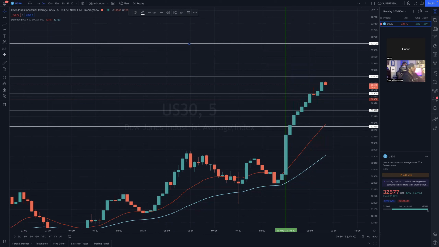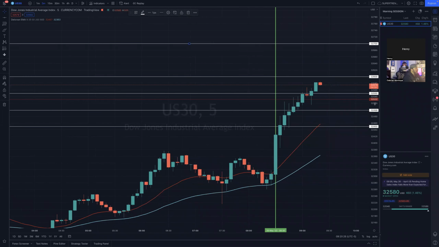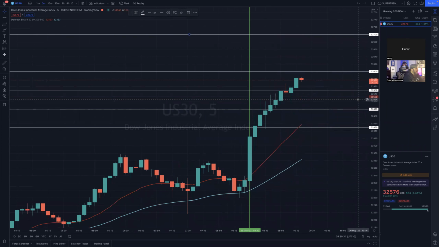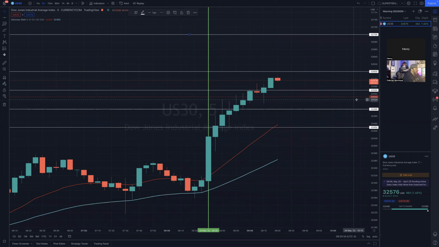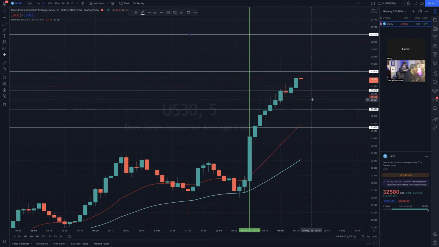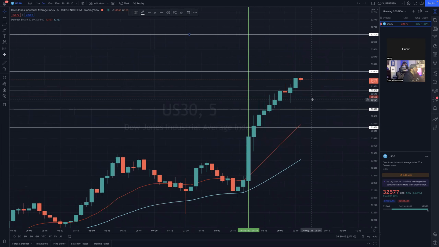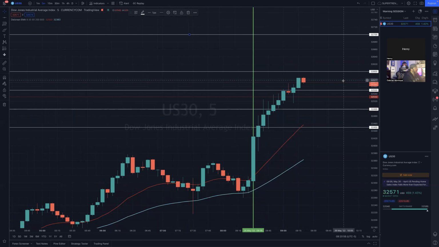32,600 is our next point, our next spot. Okay, we're obviously in between this zone. Nothing's happening in between this zone. So again, we're just waiting for a move. We're waiting for a move. Okay, 32,600 is our next move.